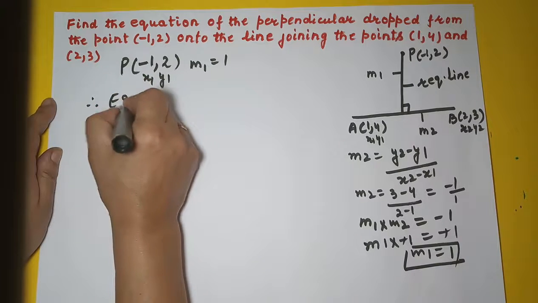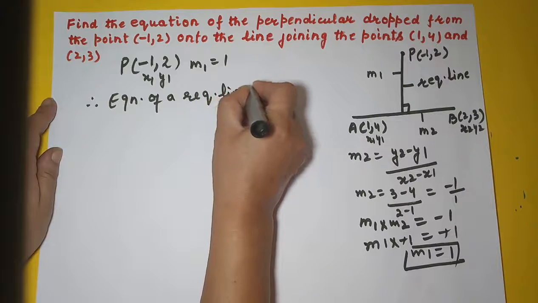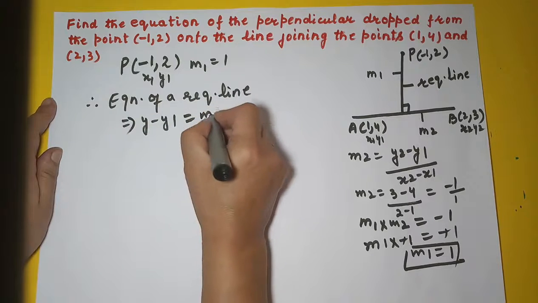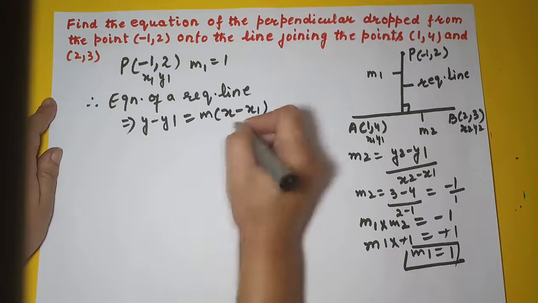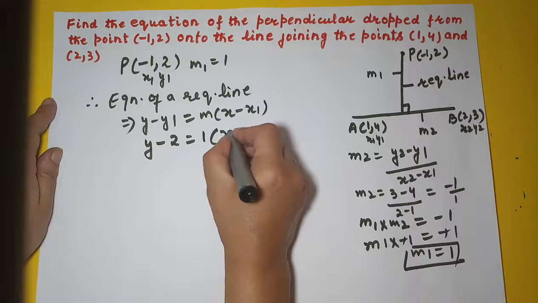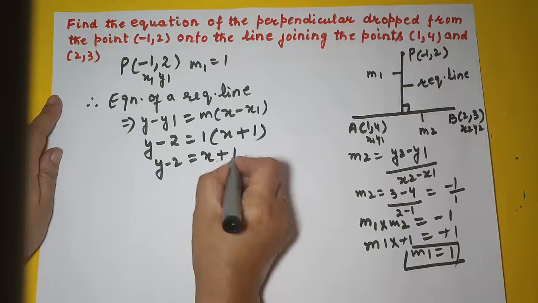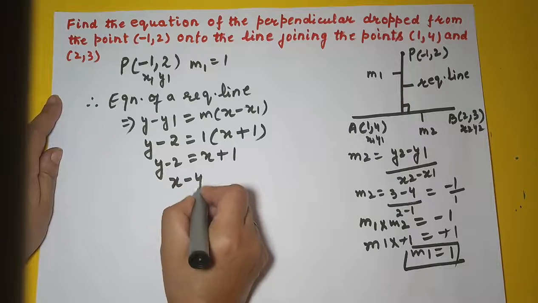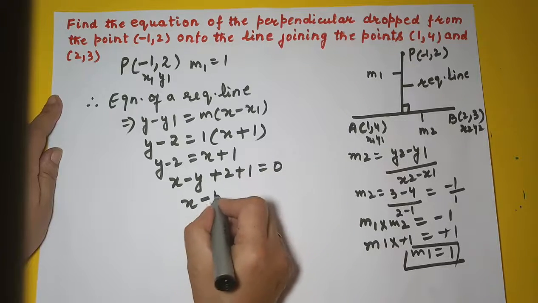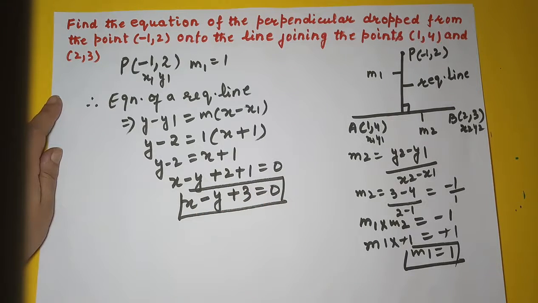Therefore, the equation of the required line will be y minus y1 equal to m times (x minus x1). So y minus 2, your m is 1, x minus this becomes plus. So y minus 2 is equal to x plus 1. Shift these two to this side, you will get x minus y plus 2 plus 1 equal to 0. So your equation is x minus y plus 3 equal to 0. So this is the equation of your required line.